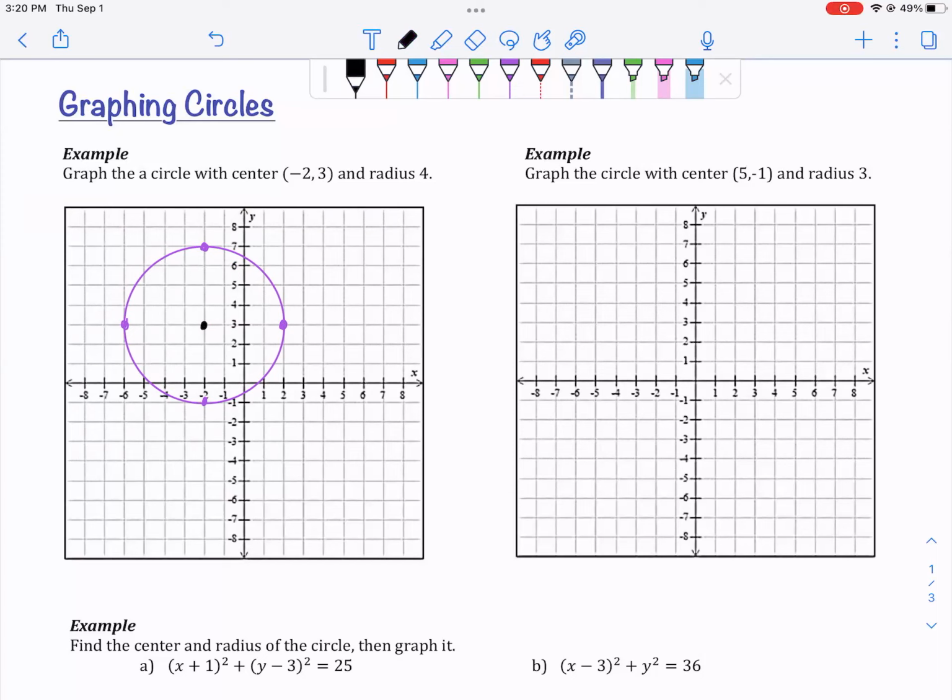Let's do another one over here. This worksheet, by the way, is available on our Canvas shop, so please download it. It's a lot easier to do this on gridded paper.